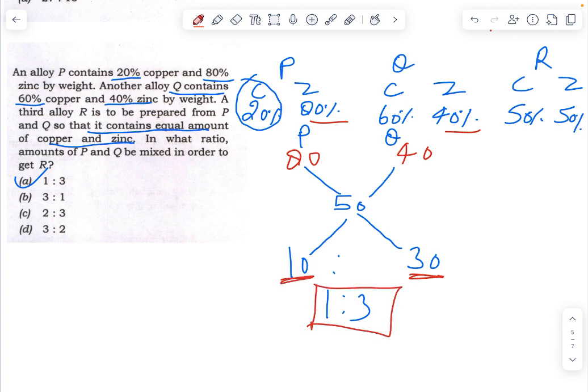So the same amount of mixture you will get by mixing both P and Q. It means 50-50%. So R has to be 1:3 and the answer has to be 1 and 3.